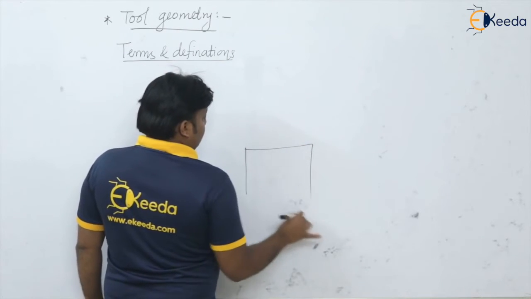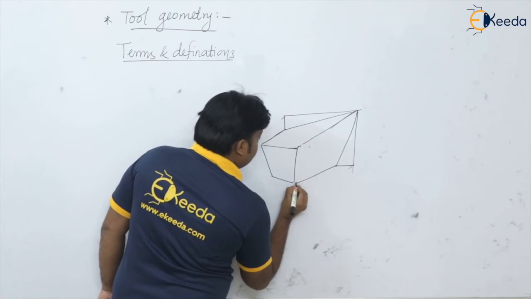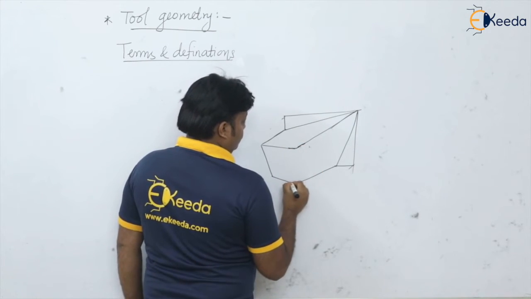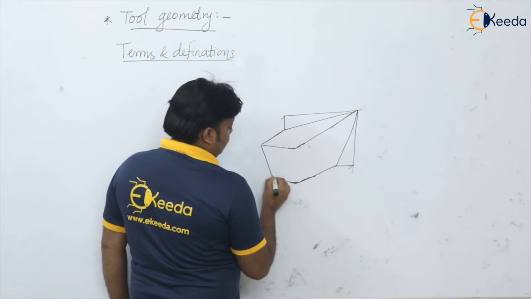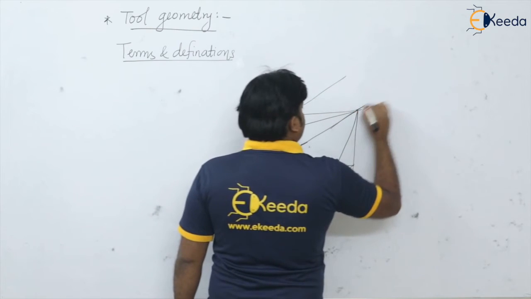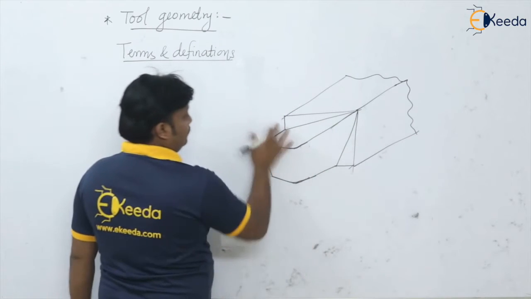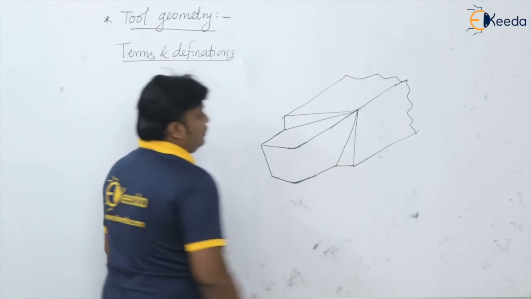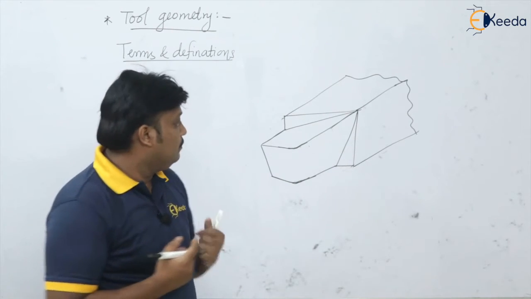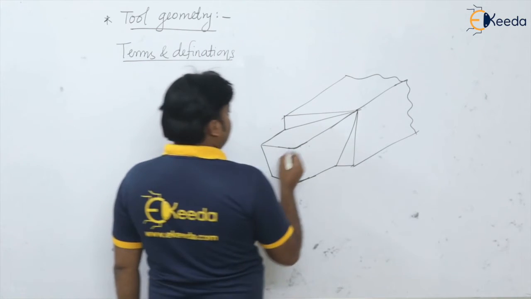So see here, draw a cube first. So this is our single point cutting tool. I hope it is looking like a single point cutting tool. And this is the shank of the tool. So see, this is the single point cutting tool. I have drawn the isometric view of this tool. And various terms that we are going to use, I am going to write here now.